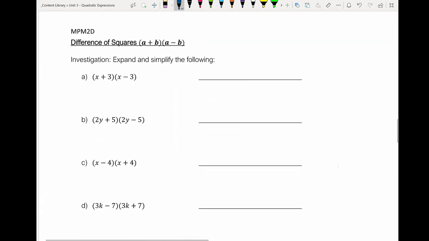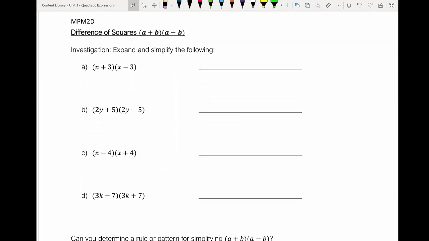Moving on to our next example. Here what we're going to do is look at what we call a difference of squares. It's very similar to a perfect square, except the only difference is that we have the same terms in brackets, except one is plus and one is minus. So here we have x and 3, but one is plus 3 and one is minus 3. So we want to expand and simplify the following.